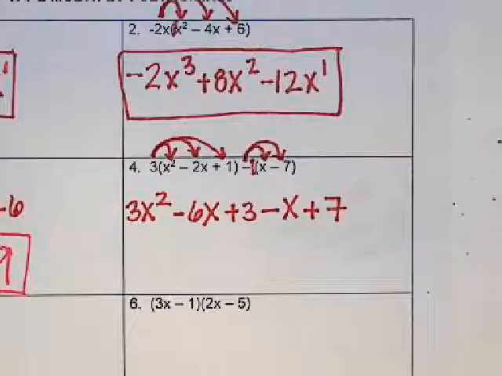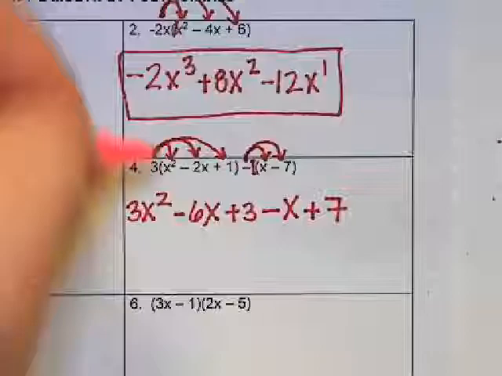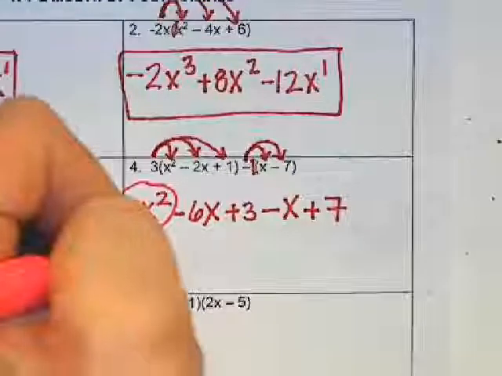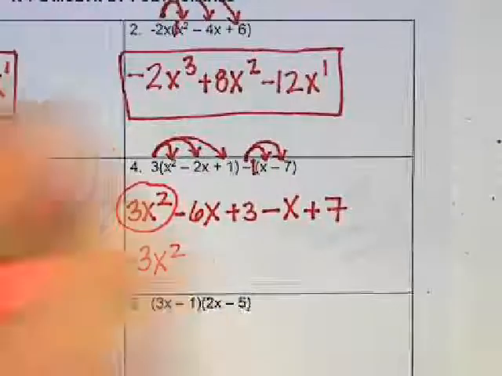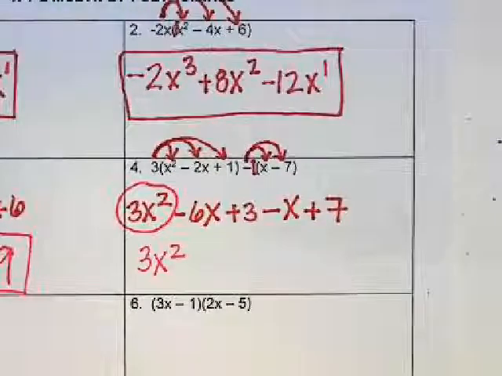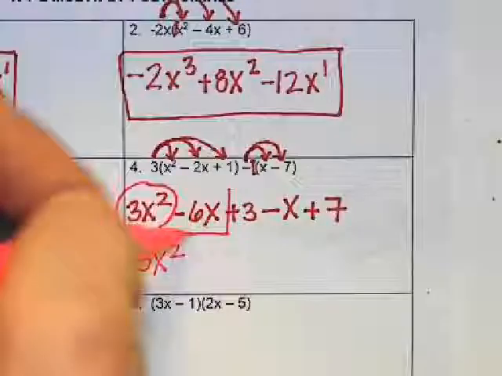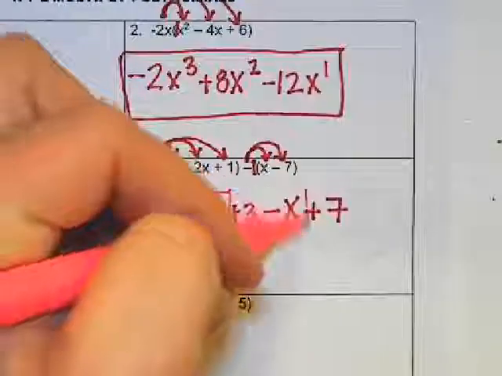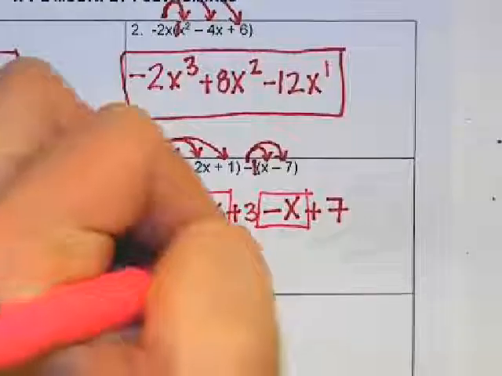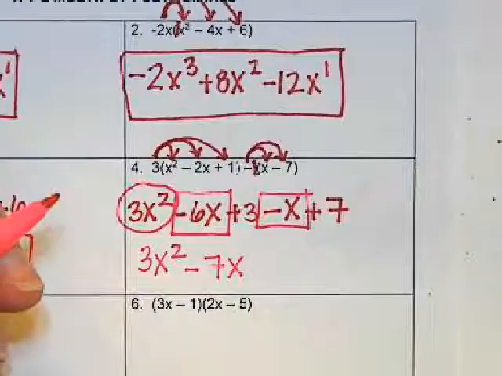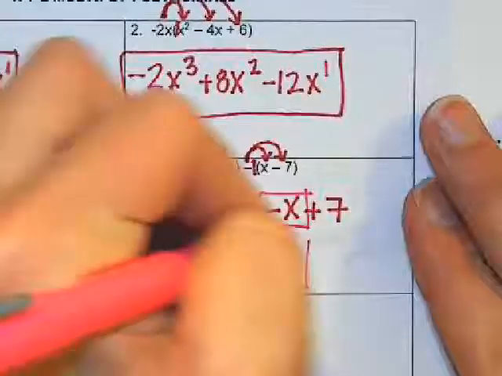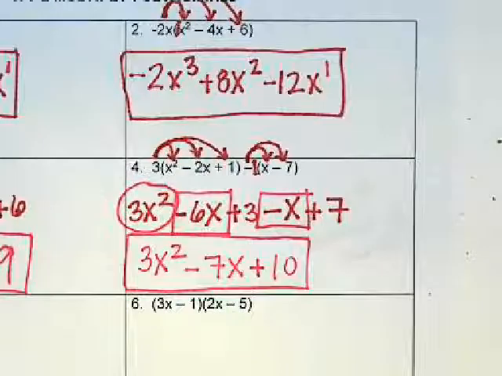Start with your highest exponent, which is 3x squared. Does it have a like term? Nope, bring it down. All right, now what? Cameron, write with me. Regular x's, so negative 6x and negative x. And that gives me, good, negative 7x. And then my regular numbers, 3 and 7, give me 10. And that's my answer. You guys are doing good.